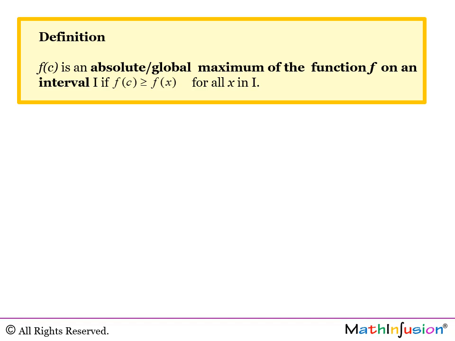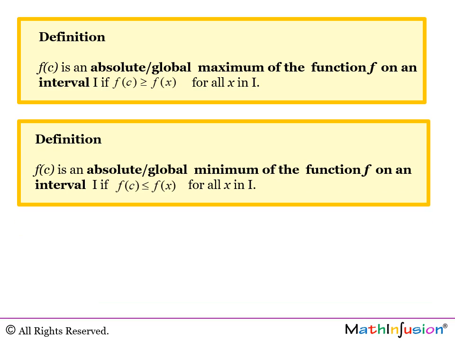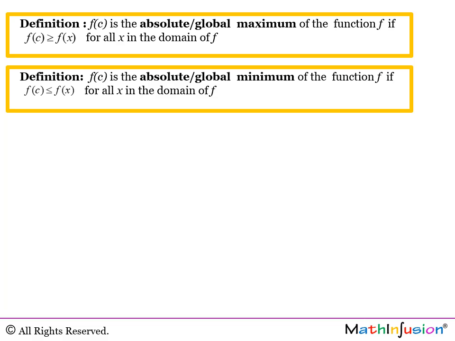Definition: f(c) is an absolute or global maximum of the function f on an interval I if f(c) is greater or equal to f(x) for all x in I. The matching definition is for the absolute or global minimum. f(c) is an absolute or global minimum of the function f on an interval I if f(c) is less or equal to f(x) for all x in I. We will write many times max and min, and we also will say max for maximum and min for minimum.